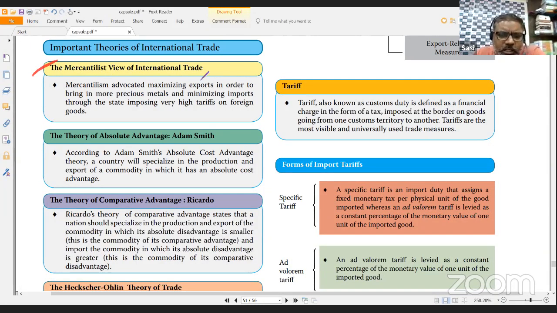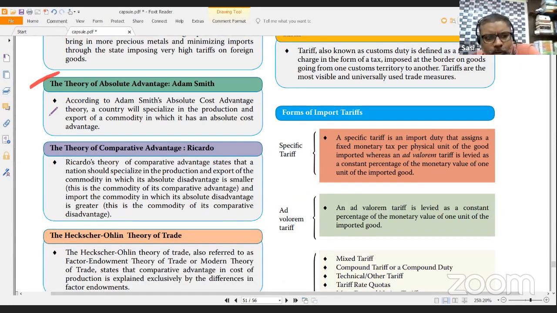The mercantilist view of international trade is simply to export as much as possible and gather gold and silver. That's what the old mercantilists, like Vasco da Gama and Columbus type of people, thought international trade was. That was their theory.